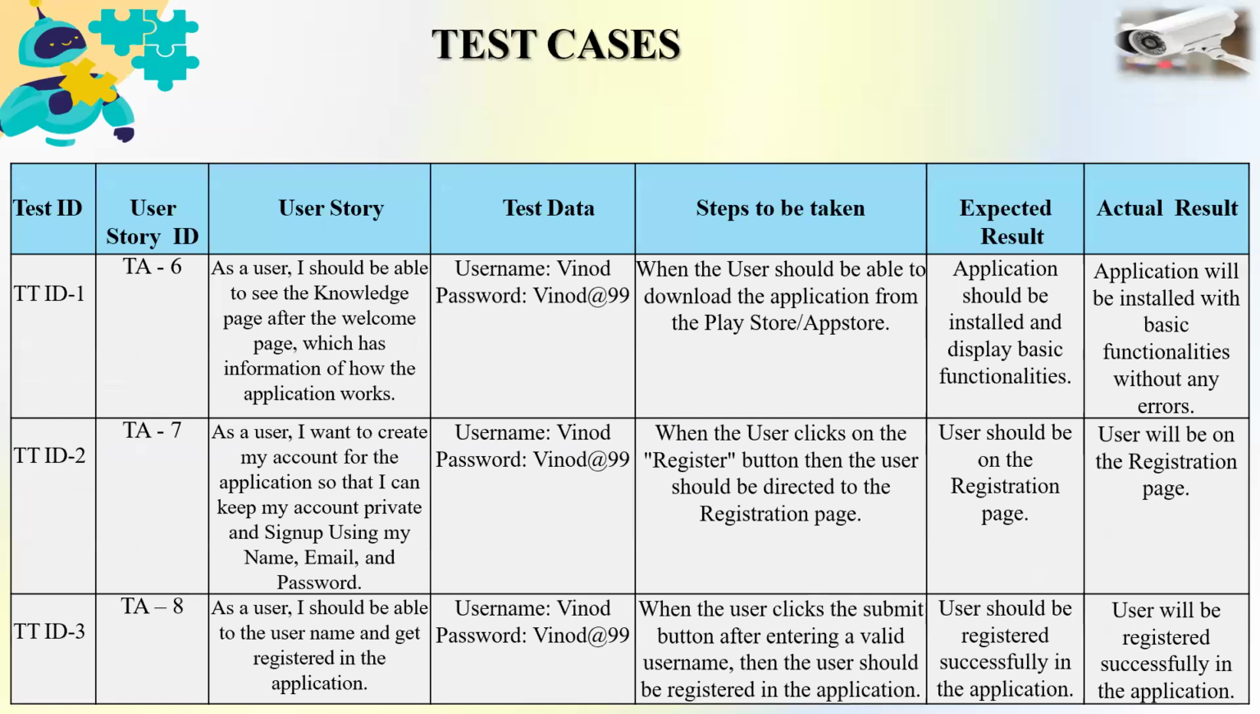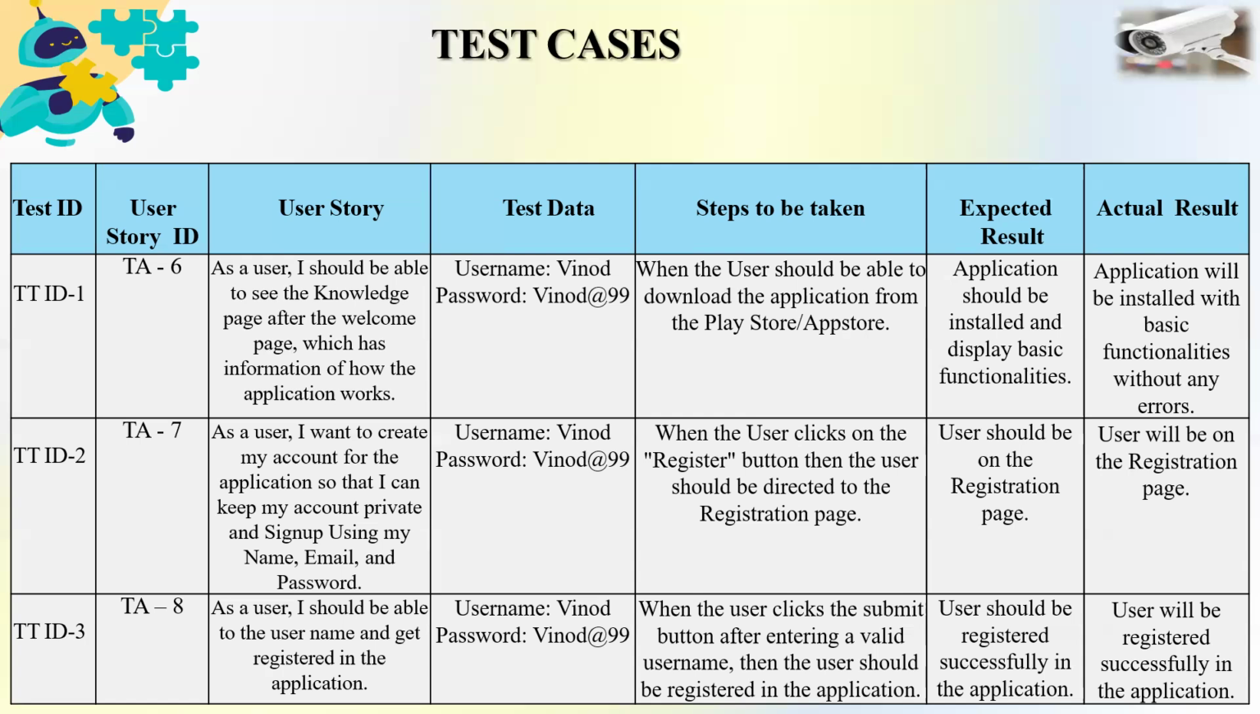Going to the next slide of test cases, where we tested different scenarios for our project. We categorized it into the unique identifier, test ID, user story, and the process that needed to be done, the test data that we entered, the steps that were to be taken, the result that we got, and the result that was expected. And the first case, where a user should have been able to see the knowledge page after the welcome page, which has information of how the application works.